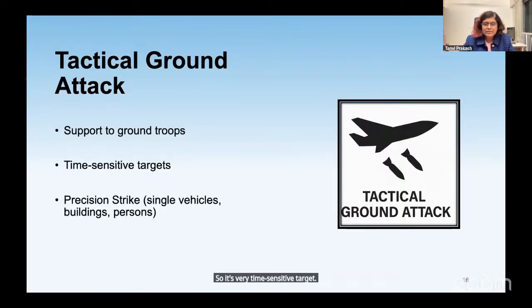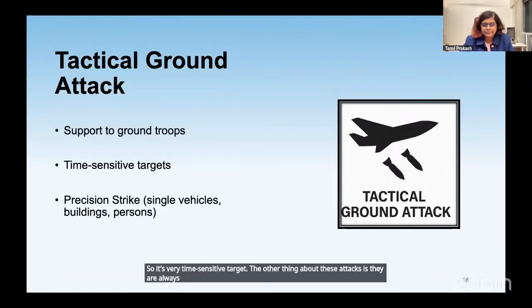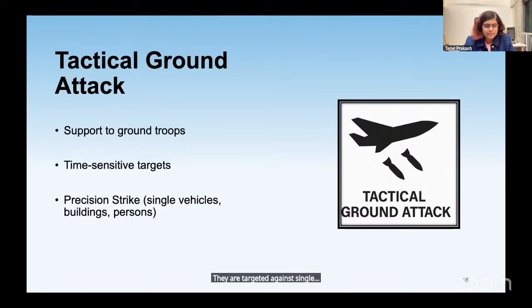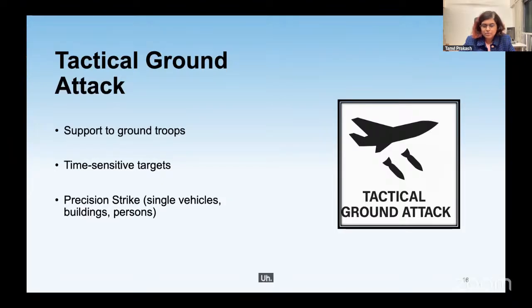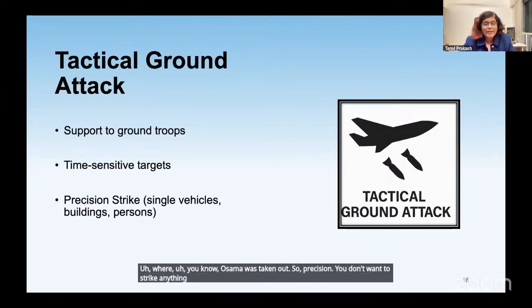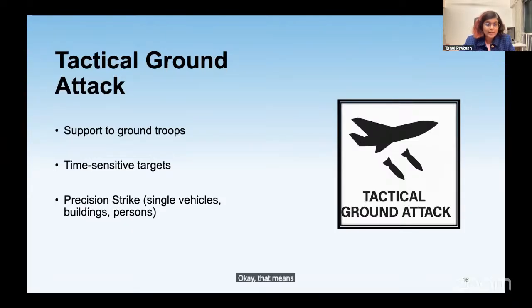The other thing about these attacks is they are always precision. They are targeted against single vehicles, single pieces of military equipment, single buildings, sometimes even persons, as in the case of the anti-terror strikes by the Predator UAVs, where Osama was taken out. So precision: you don't want to strike anything which is not intended to be struck. That means no collateral damage.